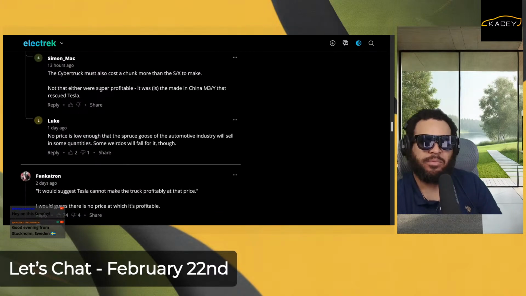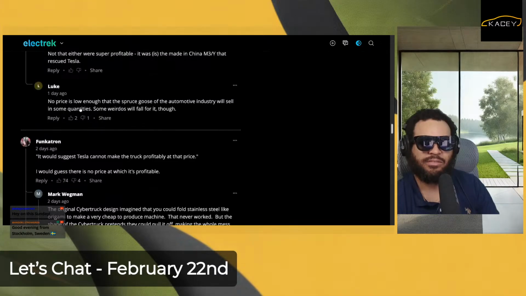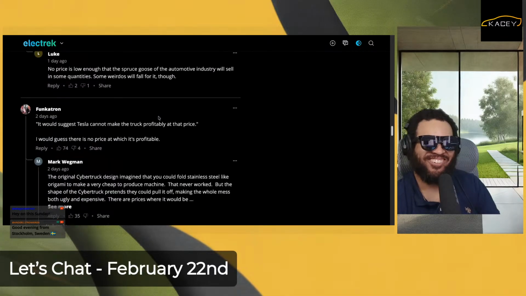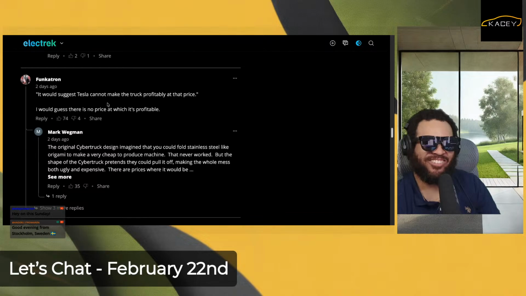Cybertruck must also cost a chunk more than the S and X to make. I don't know about that. Not that either were super profitable. It was the made in China Model 3 that rescued Tesla. No price is low enough that the Spruce Goose of the automotive industry will sell in some quantities. Some weirdos will fall for it, though. I want one. It would suggest there's no price at which it is profitable.